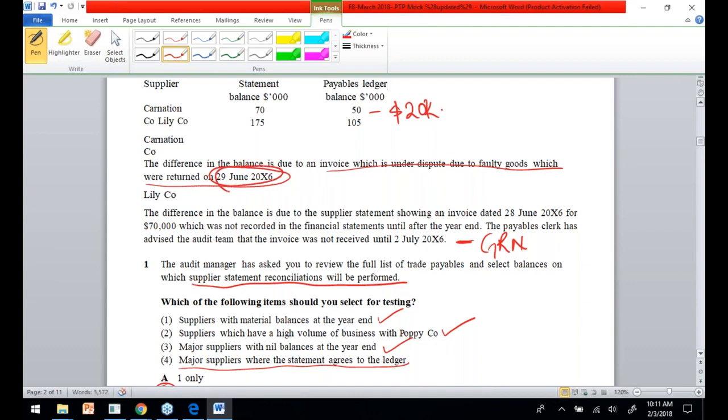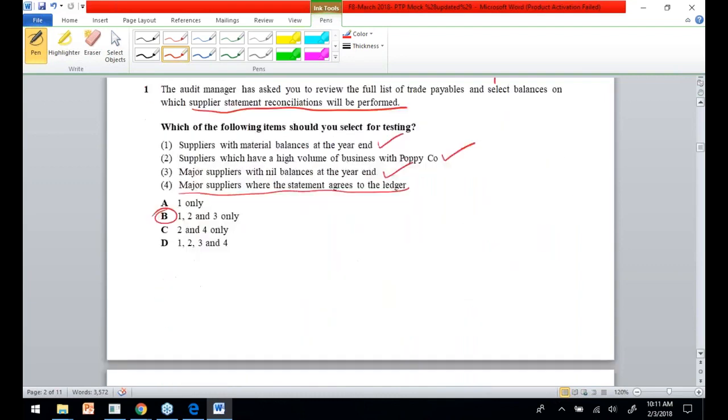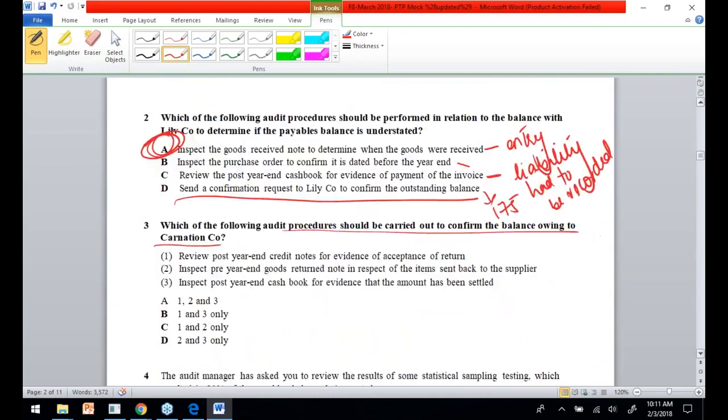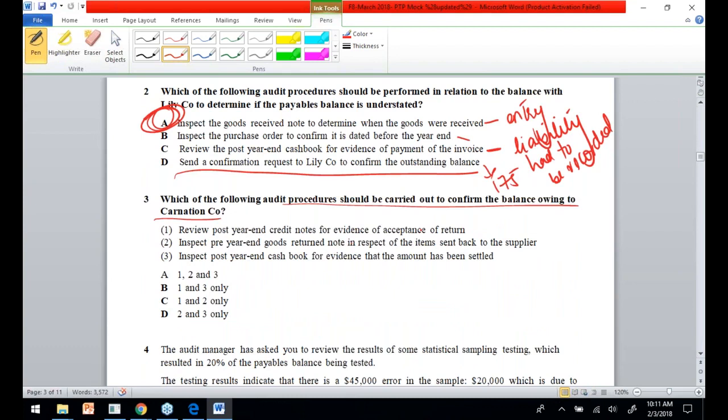All right, if we go back to the question, review post-year-end credit notes for evidence of acceptance of return. You need to know when the return was accepted by the supplier. So this is a correct statement. Inspect pre-year-end goods return note in respect to the item sent back to the supplier, because you need to know when the goods were returned. Because if they were in fact returned before year end, then our balance or our client's balance is correct.